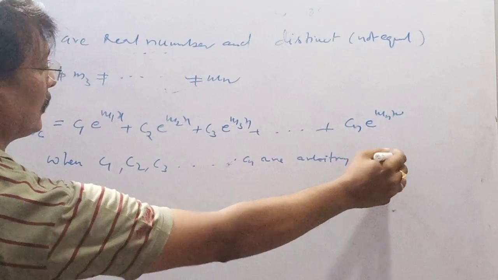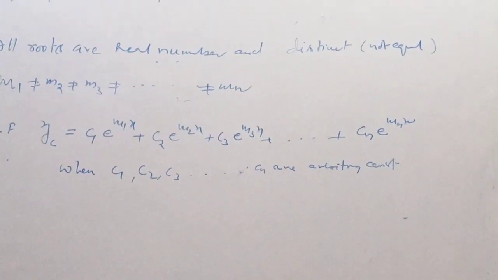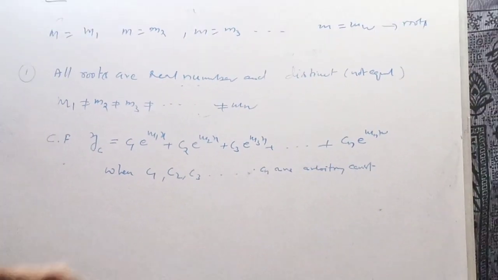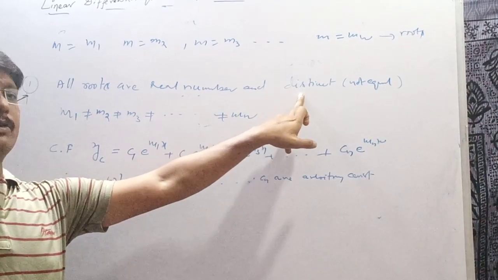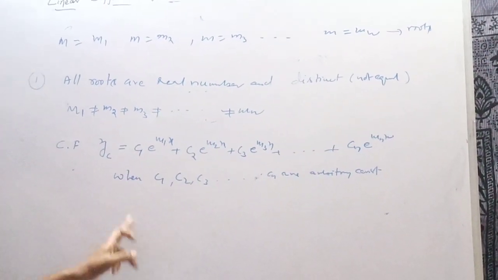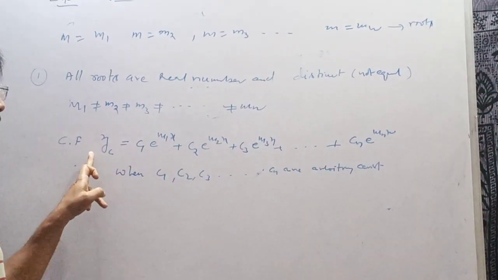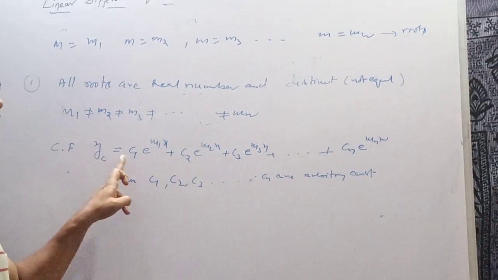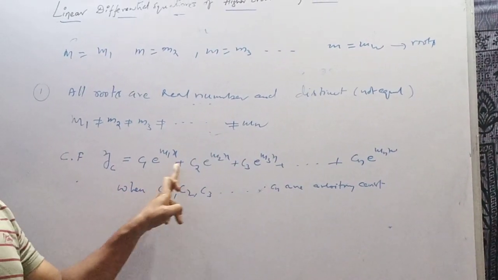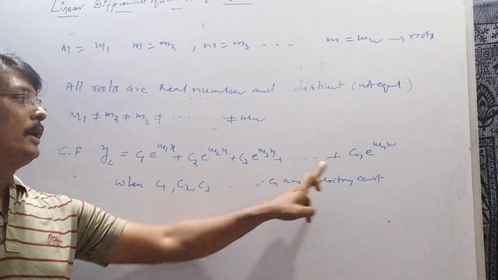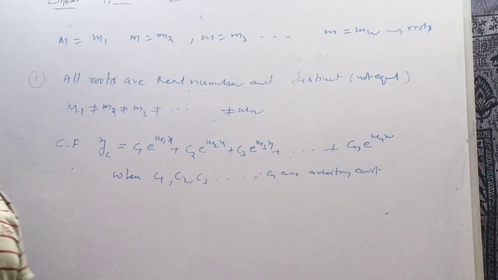constants. Clear? So, what is condition one? If the roots are real numbers and distinct roots, not equal roots, then the complementary function y is equal to c1 e power m1x, c2 e to the power of m2x, and so on, cn e power mnx.